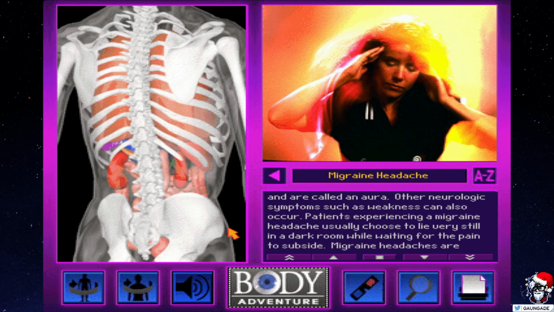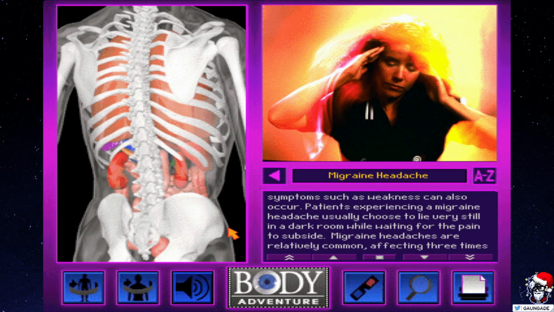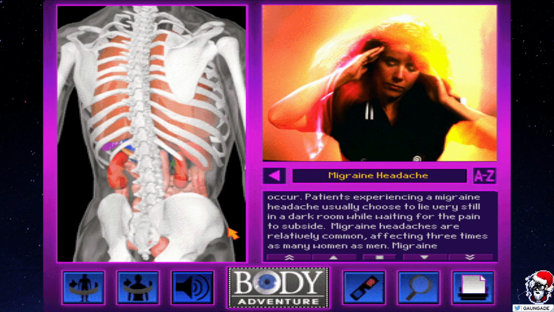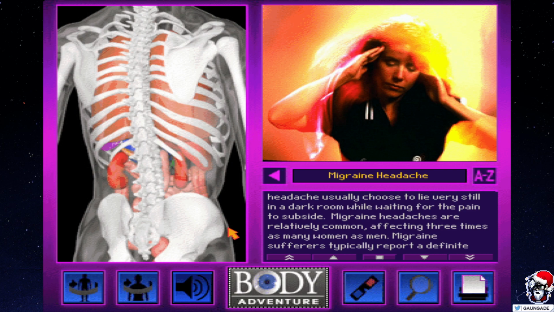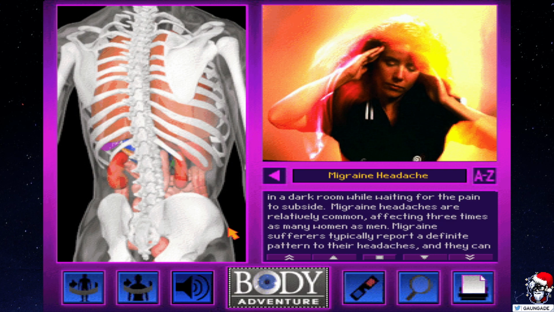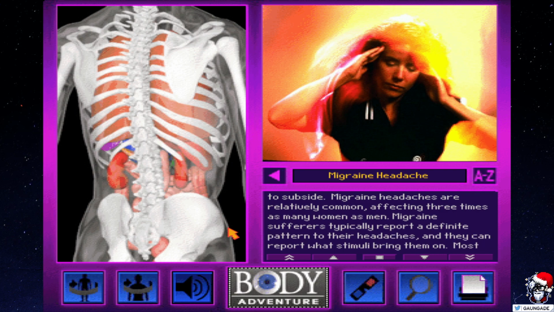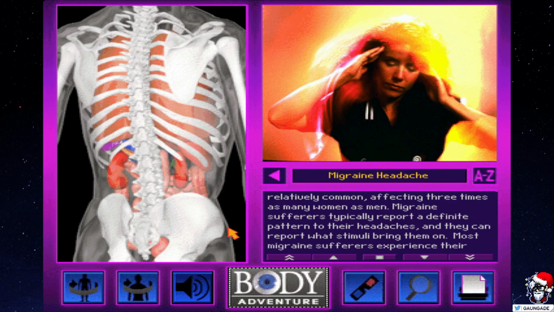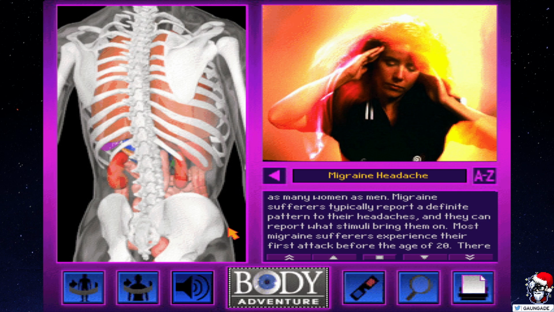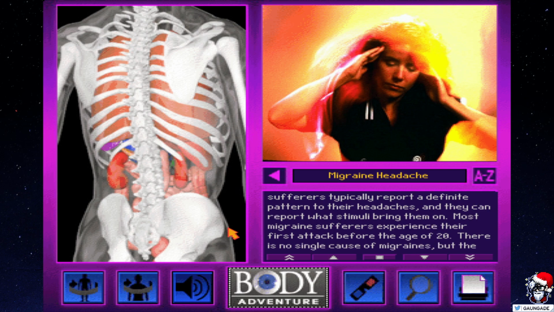Patients experiencing a migraine headache usually choose to lie very still in a dark room while waiting for the pain to subside. Migraine headaches are relatively common, affecting 3 times as many women as men. Migraine sufferers typically report a definite pattern to their headaches, and they can report what stimuli bring them on.